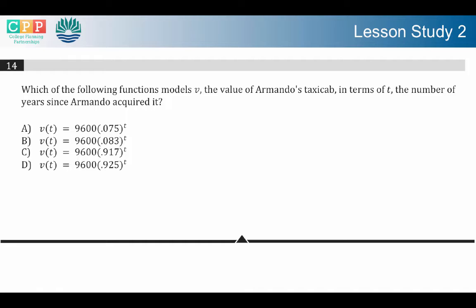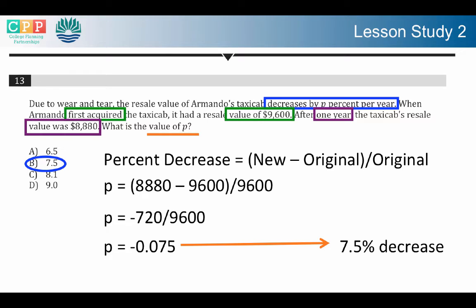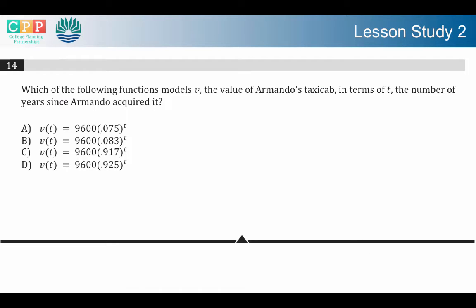Which of the following functions models V, the value of his taxicab, in terms of T, the number of years since he acquired it? So we need our answer from the previous question. You notice it's a 7.5% decrease each year. So which one of these is going to be modeled? Well, this is an exponential model. For an exponential model, you're going to need the original price, times parentheses 1. 1 represents 100%, and 100% as a decimal is 1. Plus whatever your percentage is, either increase or decrease, raised to the T. T is the number of years or time.